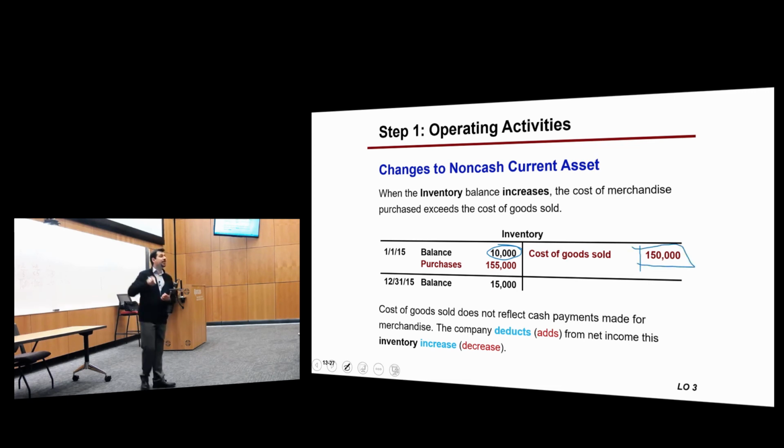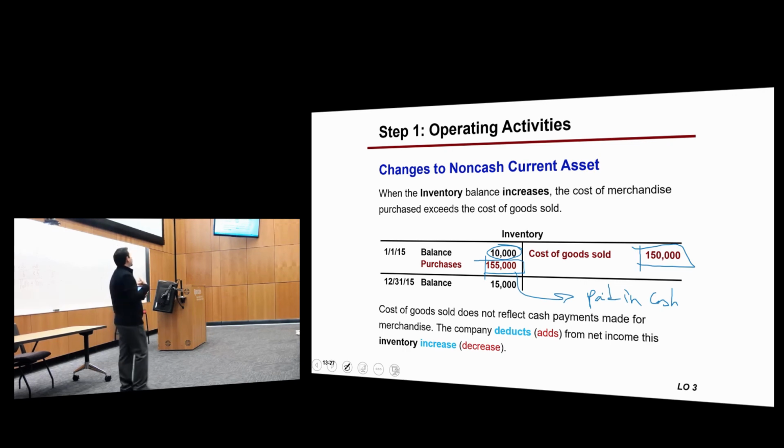How much did the company actually pay in cash? The company actually paid $155,000. Those are the ones that were actually paid in cash, not the cost of goods sold. The cost of goods sold is the expense that is recognized. The purchases are the amount that the company actually paid in cash during that year.